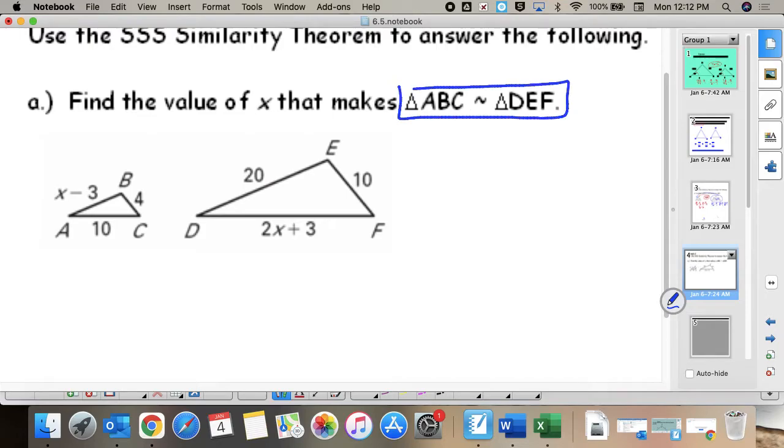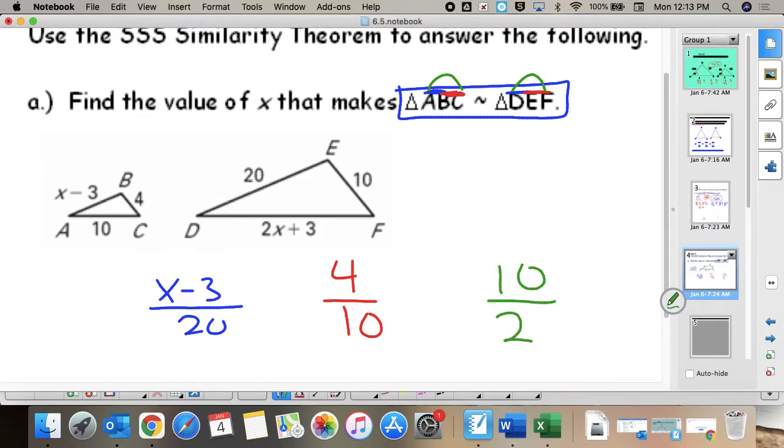And here's where our similarity statement comes into play. It is AB, x minus 3, over DF. I'm sorry, AB over DE, which is 20, because they go first to second and first to second. It is BC, which was second to third, and EF, which was second to third. So it is 4 over 10. And then it is AC, which was first to third, with DF, which is first to third. So that is 10 and 2x plus 3.